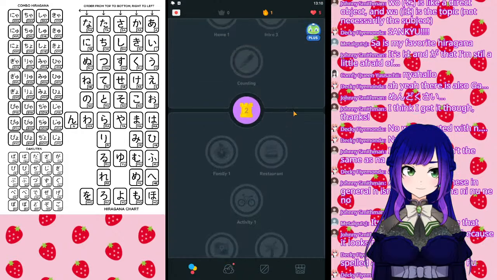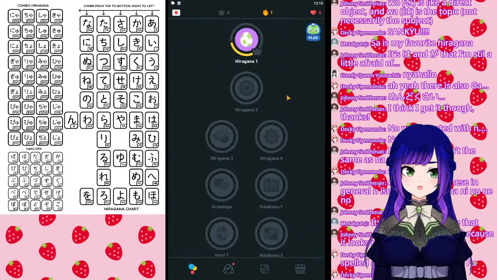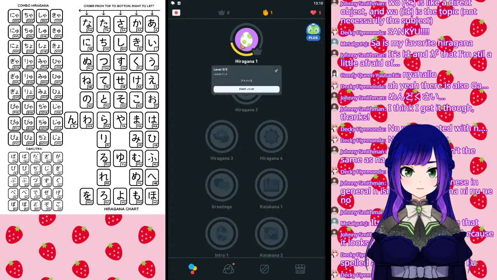That's whack. That's dumb. I'm sad. Sorry I didn't check beforehand, guys. But let's see. Here, let's keep doing hiragana, right? Or. Yeah, let's keep doing hiragana.